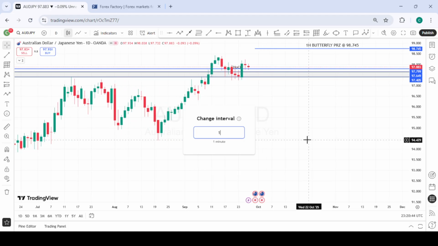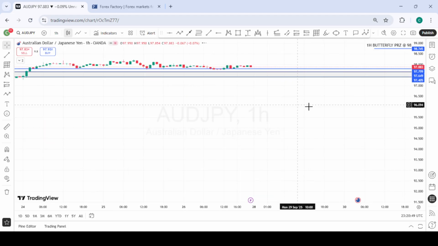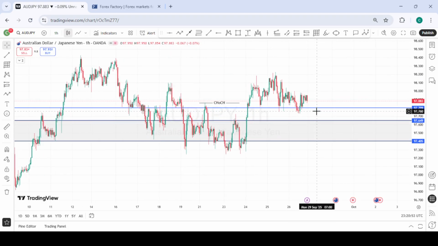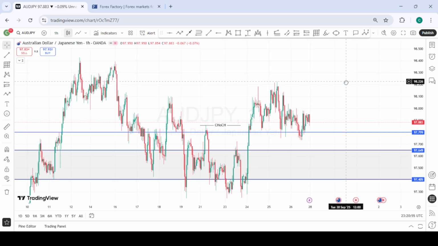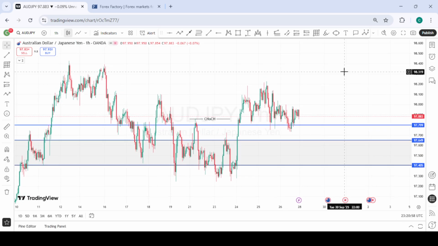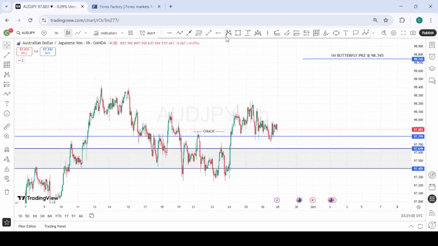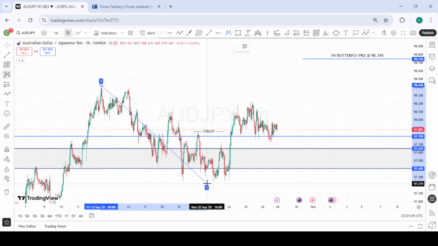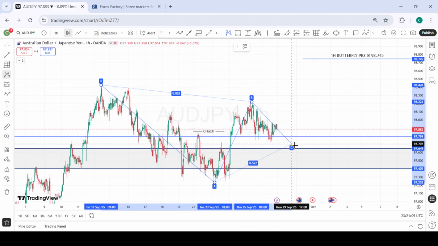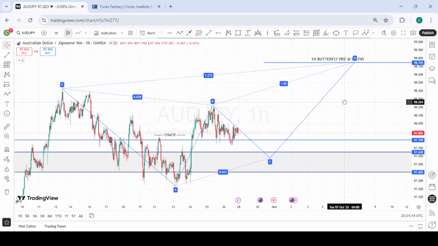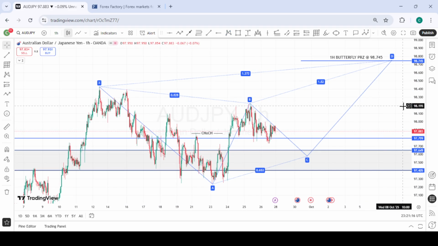We have here AUDJPY. AUDJPY is developing a potential harmonic pattern on a 1 hour time frame. So for the coming week, this is a potential butterfly pattern. So this is our X, we have our A, we have our B. We're looking forward to a possible C leg formation, and we get buying opportunities to complete this butterfly pattern next week.